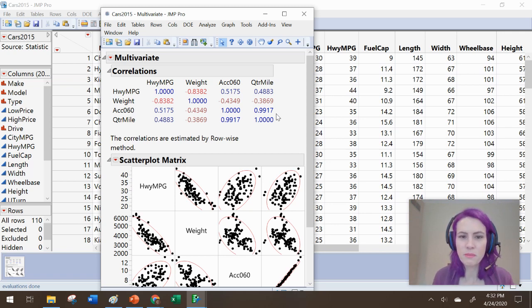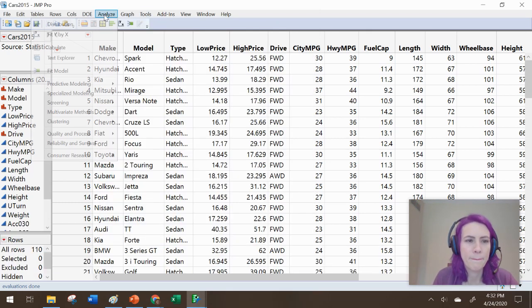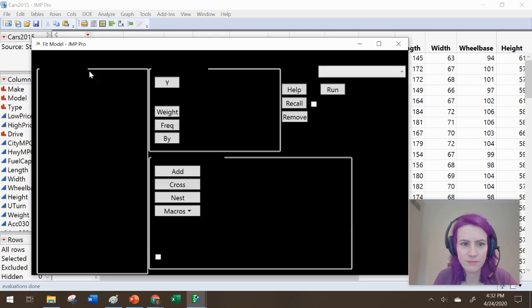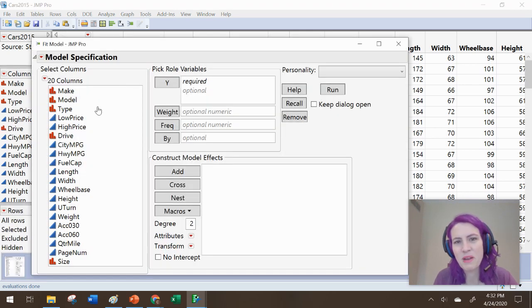All right, so let's go fit a model to predict the highway miles per gallon using all 3 of these predictors. This is about the extent of my rebelliousness.